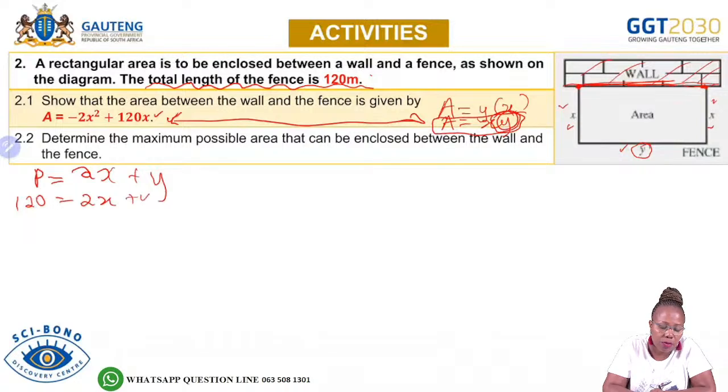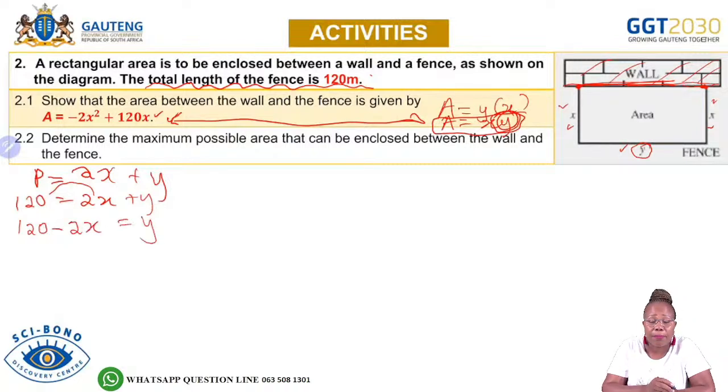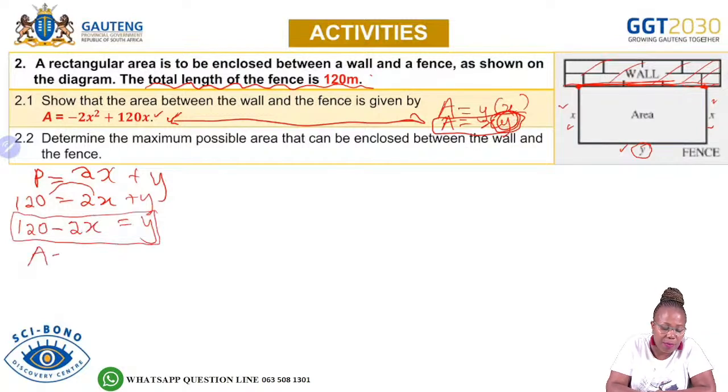2x plus y equals 120. We need y, so we are going to transpose 2x to the left hand side. It will be 120 minus 2x equals y. We now have y in terms of x. Can we now bring in our equation for the area? Yes, the area, remember we have identified that it will be xy. What is y? y is 120 minus 2x.